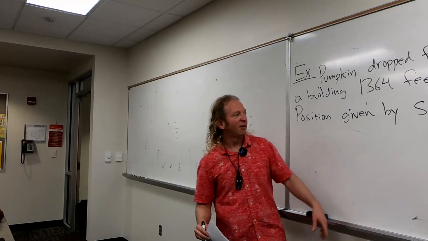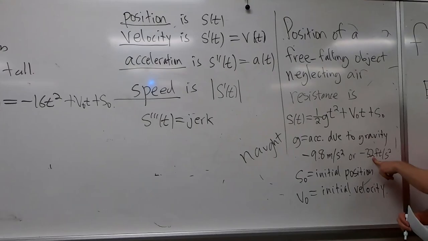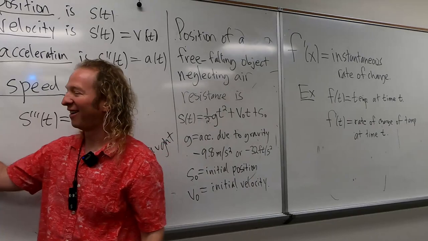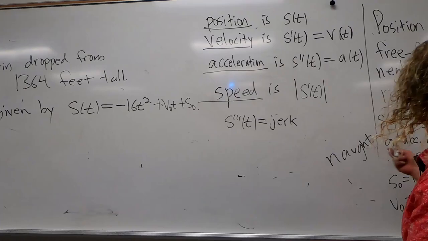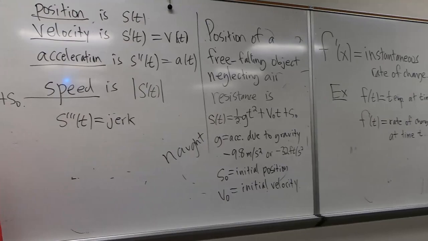Anyway, where's the negative 16 come from? I think it's because g is negative 32, right? And so 1 half times negative 32 is negative 16. Ah, cool, right? I had to think about it. Why is it negative 16? Because negative 32 times 1 half is negative 16. So this is given. And so this is a nice little problem.